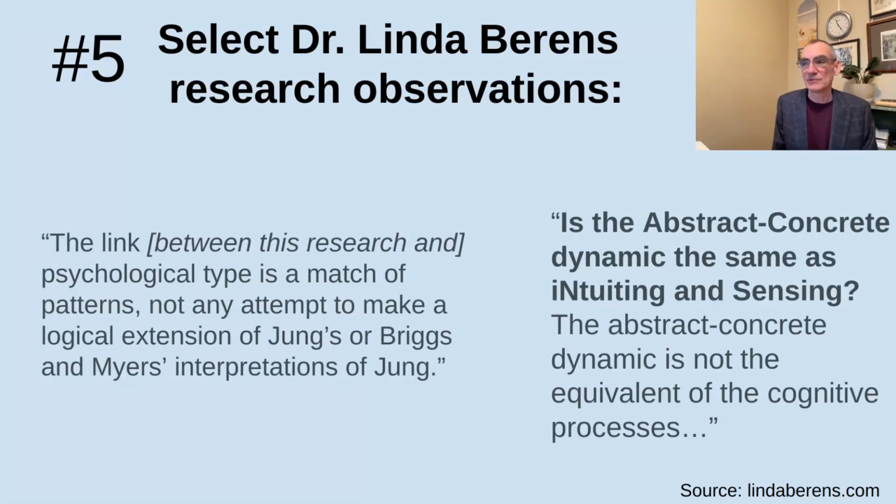So Dr. Berens, more of her observations, well, the link between her research and Jungian psychological type is a match of patterns. It just happens that, yes, there's some correlation here and there, but it's not MBTI. Again, I don't know how much clearer one can be that her interaction styles, which are the bulk of Type Grid Companion, she says, don't use this for MBTI because that's not what it's for. And you can get as specific as abstract concrete. Is that the same as intuitive and sensing? No, it is not. According to the creator of this academic research, she is saying, do not use it in this way.